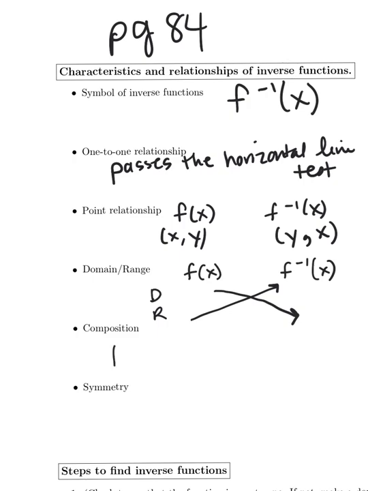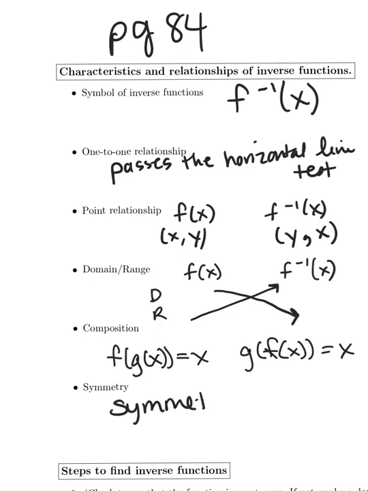Composition of functions: if you compose f of g of x, and you get x, and also g of f of x, and get x, that proves that they're inverses. And the last thing, make sure that you notice if you were to graph a function and its inverse, it would be symmetric across the line y equals x. So that's the line that goes through the origin and has a slope of 1.